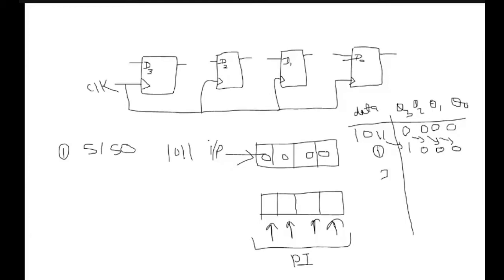When the second clock comes, the next bit will be transferred here and all others will be shifted. So we will get 1100. In this case, this 0 will be shifted here, this will be shifted here, and this will be shifted here, and the new bit will come at Q3. Then when the third clock pulse comes, the shifting will be performed along with the loading. So it will be 0, 1, 1, 0.